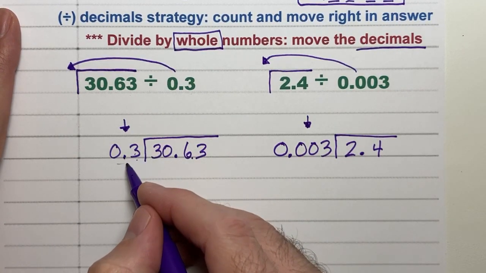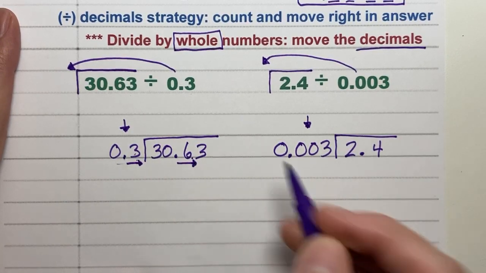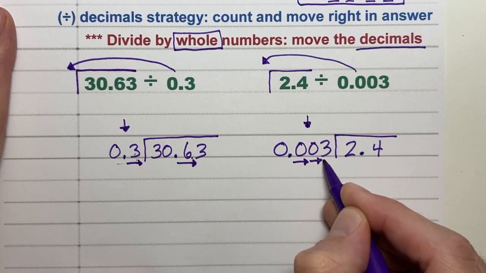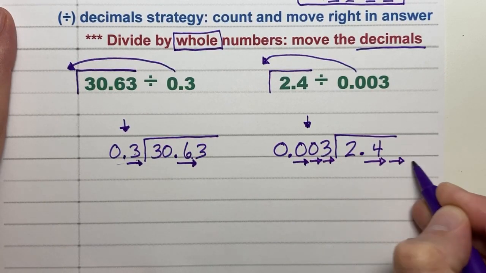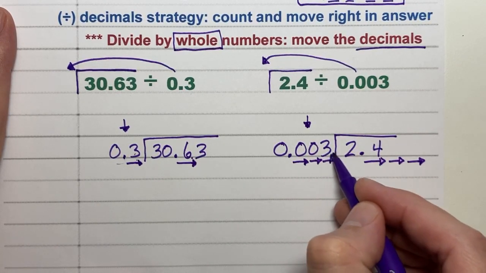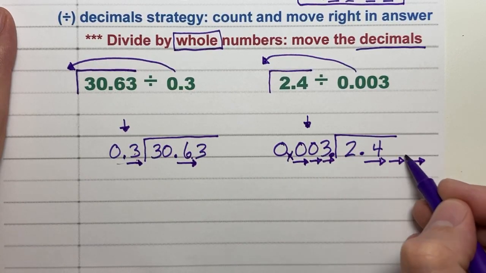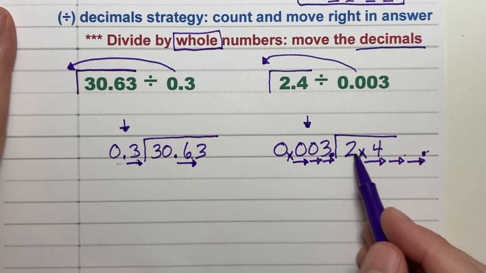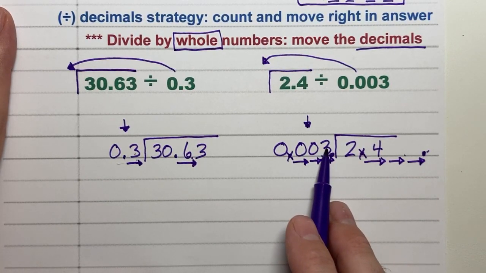So the way we do that, we're going to move this 1 place to the right. Here we're going to move it 1, 2, 3 places to the right. So once we move this over here, it's no longer over here, now it's here. Now our decimal is going to be over here. It's not going to be between 2 and 4. So once we move it over, now we're only dividing by 3.